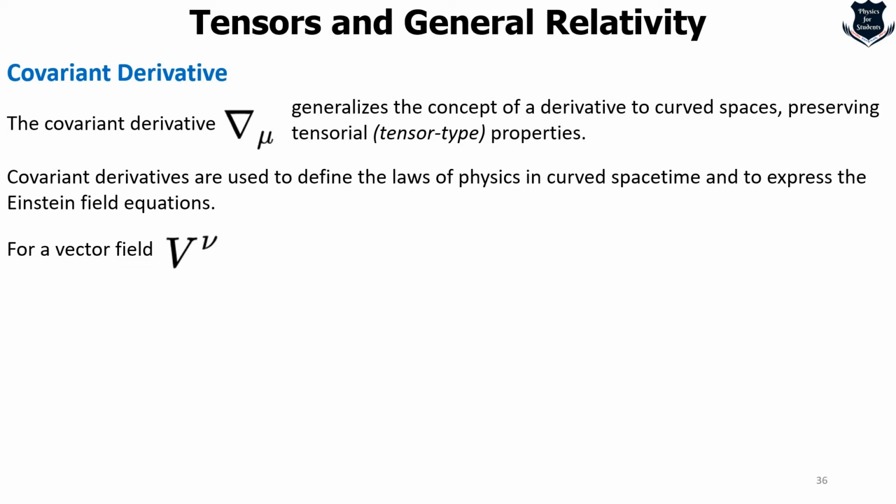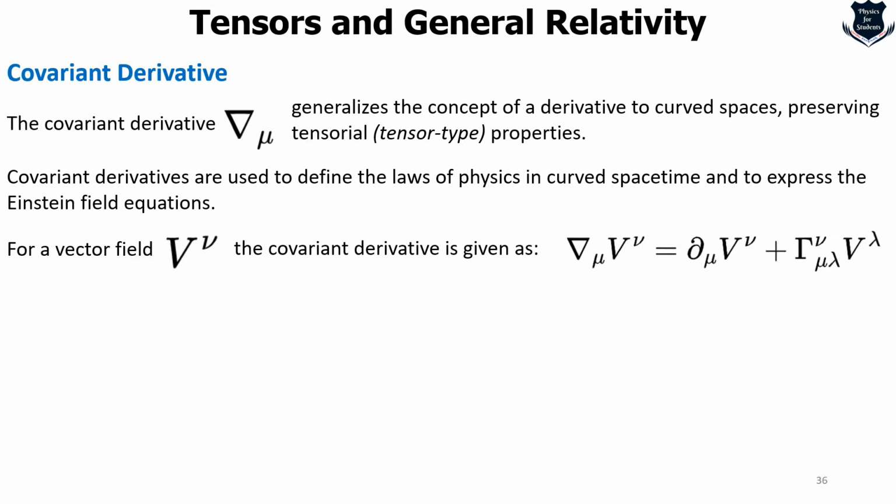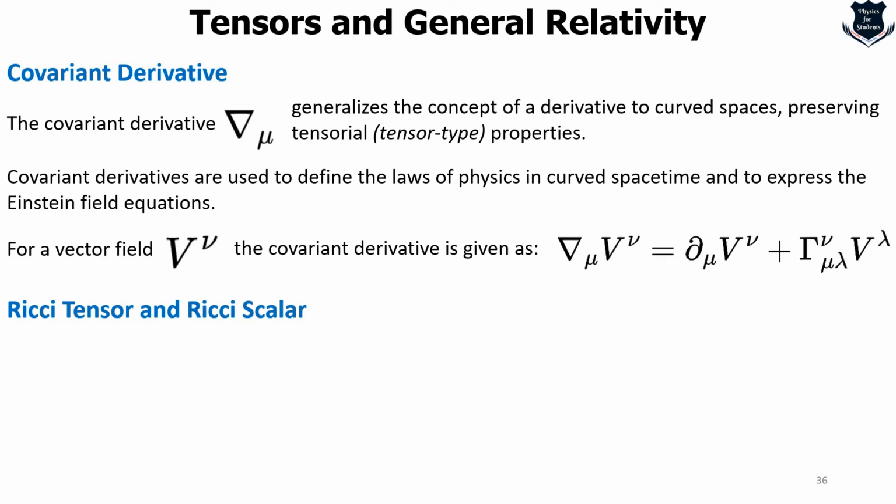So for a vector field V nu, the covariant derivative is given as this. Don't worry, these are Christoffel symbols, a little bit complicated. We will come to that part later. So the covariant derivative is an extension of the normal derivative, and it is used in curved spacetime. So it is a kind which is related to tensors. Another very important thing which I have expressed in other videos, I will show you the video now.